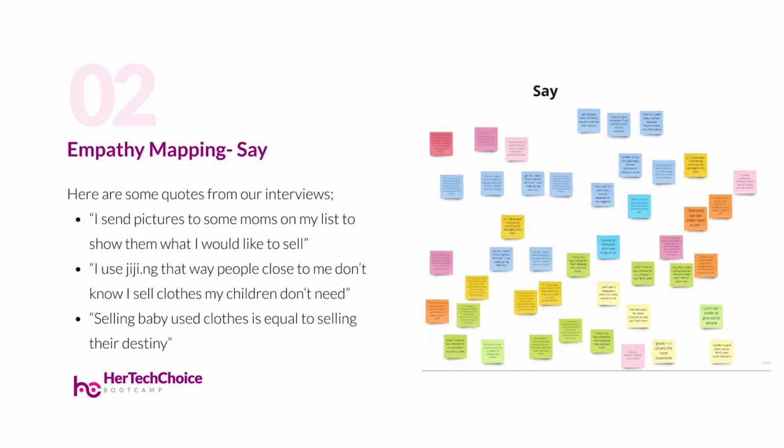Here are some quotes from our interview. I sent pictures to some moms on my list to show them what I would like to sell. I use gg.ng. That way people close to me don't know I sell clothes my children don't need. Selling baby used clothes is equal to selling their destiny. These are examples of quotes gotten from the interview we had with a few mothers.